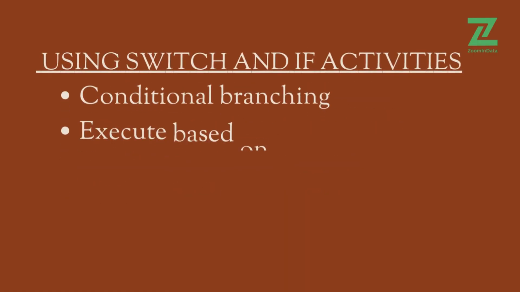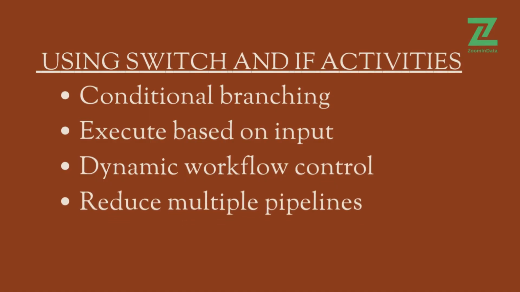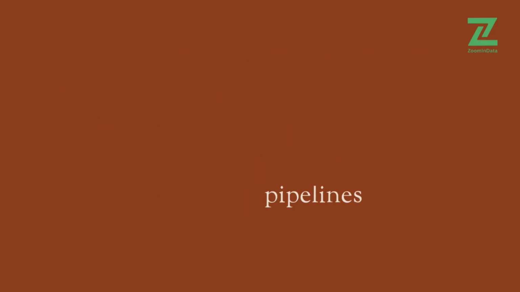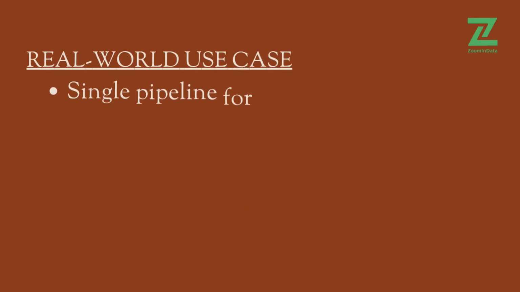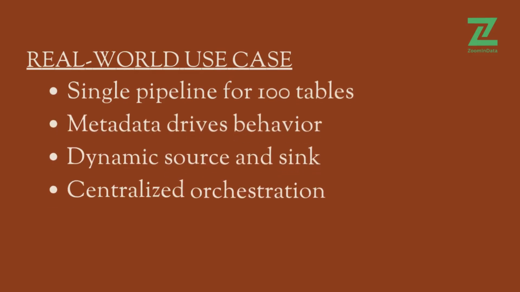Switch and if activities allow conditional branching. Execution happens based on input conditions. This gives dynamic workflow control and reduces the need for multiple pipelines. In real-world projects, one pipeline can process 100 tables. Metadata drives its behavior. Source and sink are dynamic. Orchestration becomes centralized and manageable.